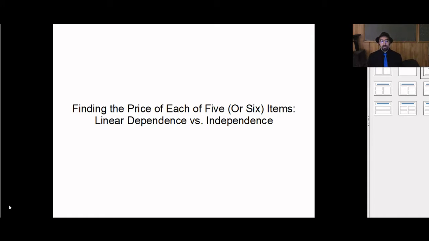Tonight we're solving a brain teaser from back when I was a kid. This brain teaser deals with finding the prices of each of 5 or 6 items, and it's going to relate to a principle from linear algebra called linear independence, or linear dependence, if that doesn't hold. What we'll find is in these two very similarly formulated problems, one that deals with 5 objects, one that deals with 6, we'll have a number of ways of solving the problem with 5 objects, but there won't be a way of solving it with 6.